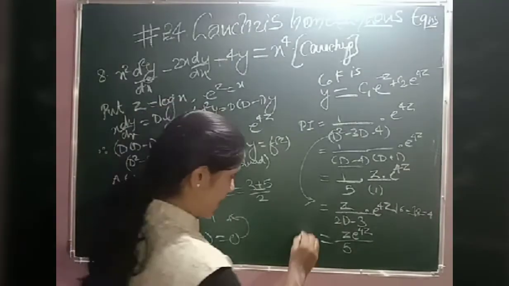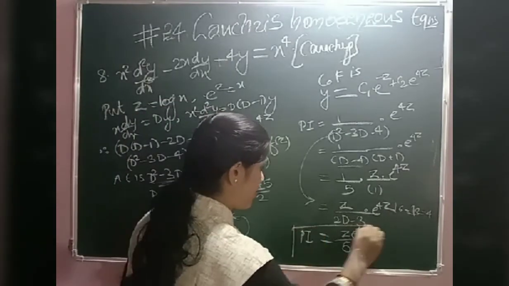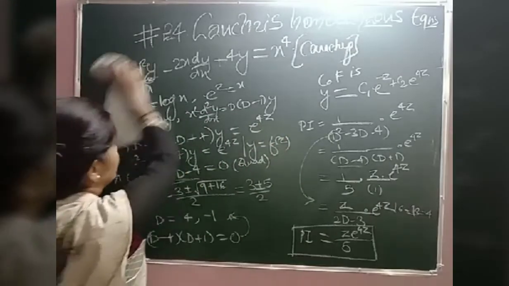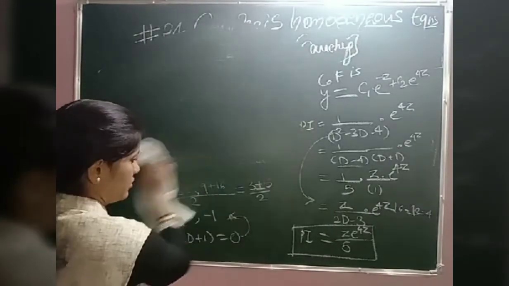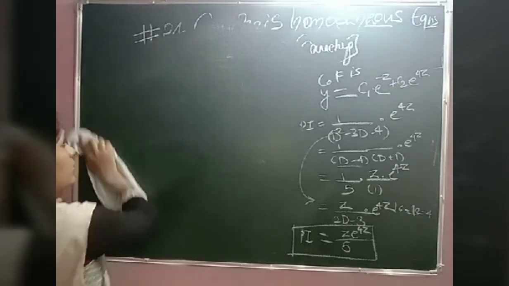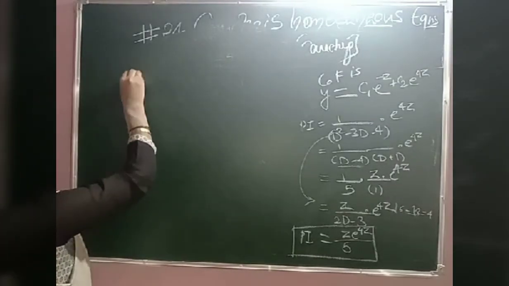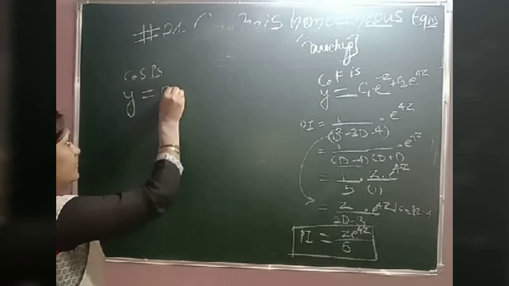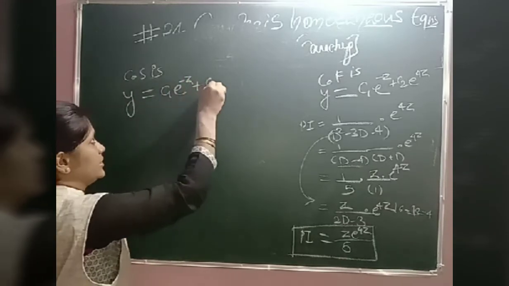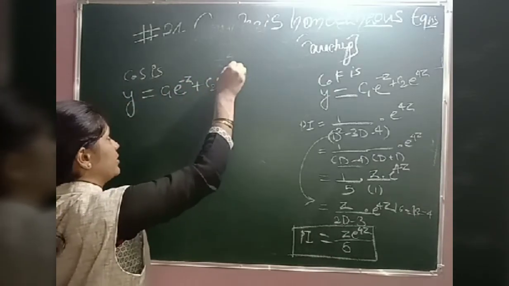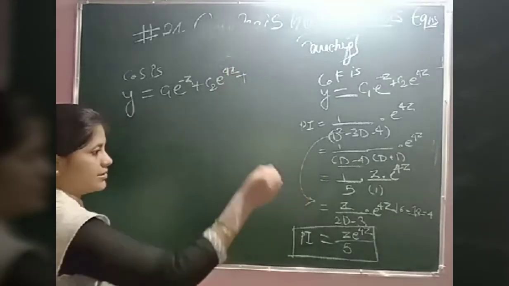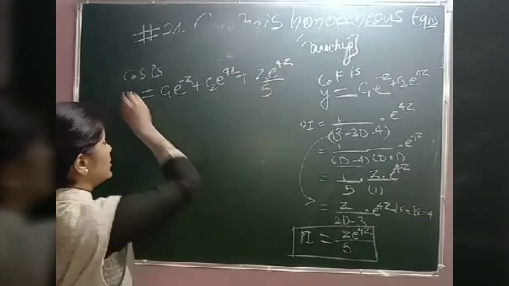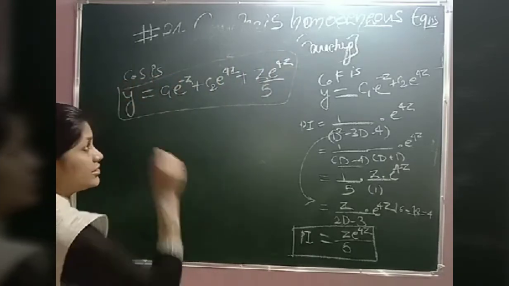So this is our PI and this is our CF. The complete solution is y equal to CF, C1 e power minus z plus C2 e power 4z, plus z e power 4z by 5. This is nothing but the complete solution in terms of z.